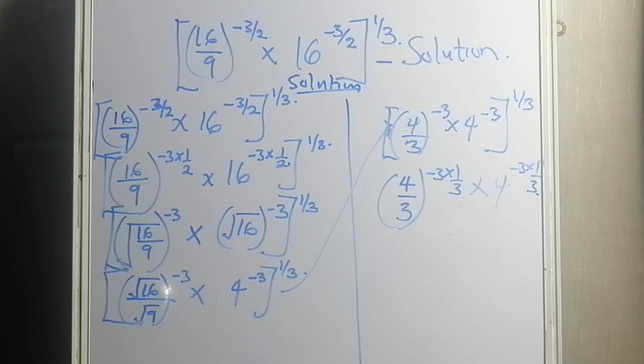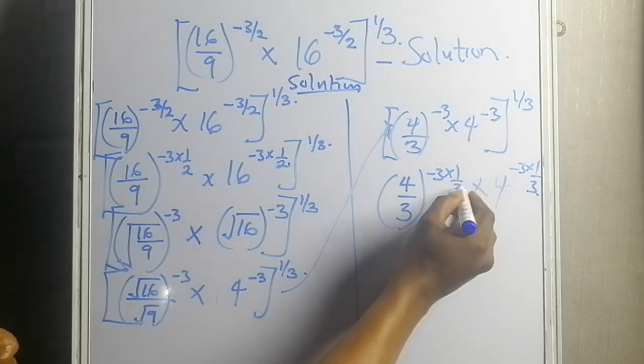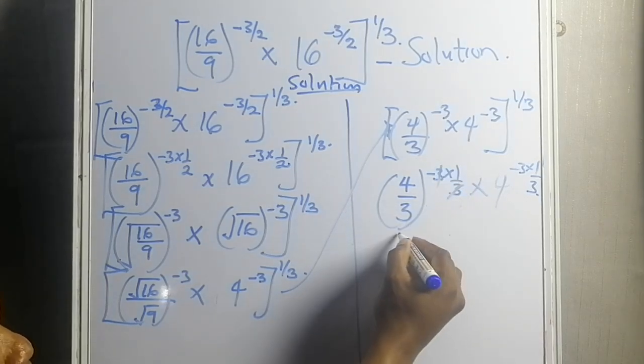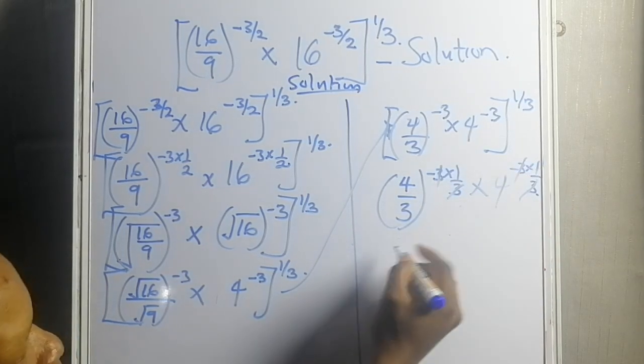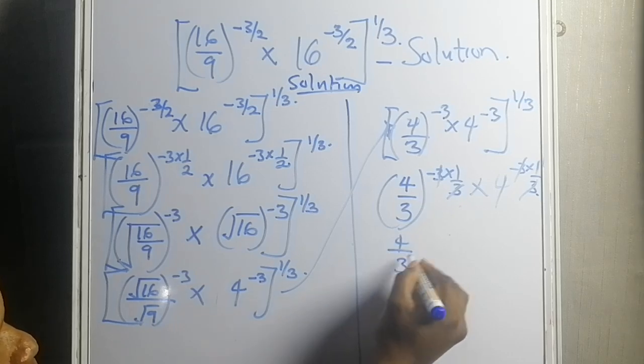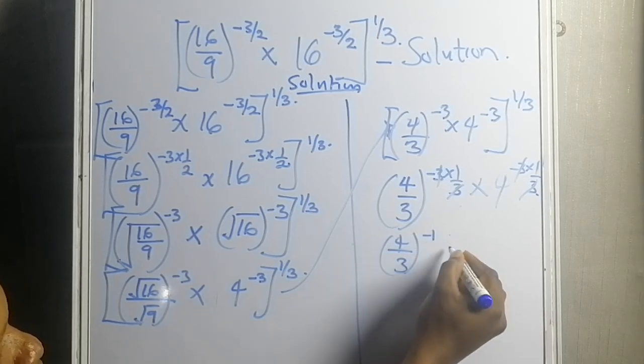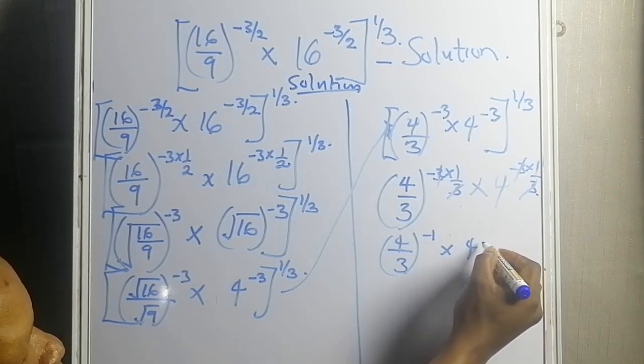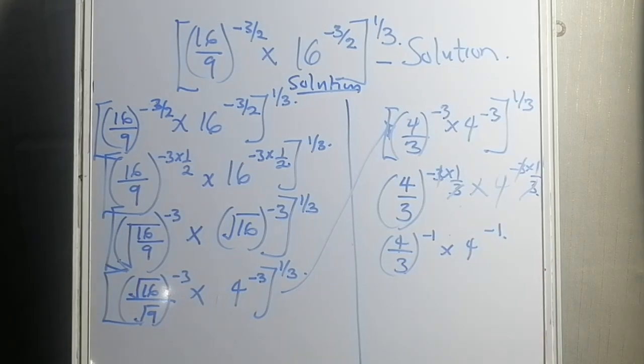So what do we do next? It's just for us to cancel out. We can now cancel. 3 can cancel 3 here. So we have 4 over 3 raised to power minus 1, times 4 raised to power minus 1. It's as simple as that.